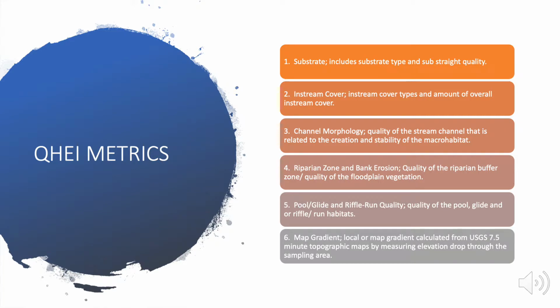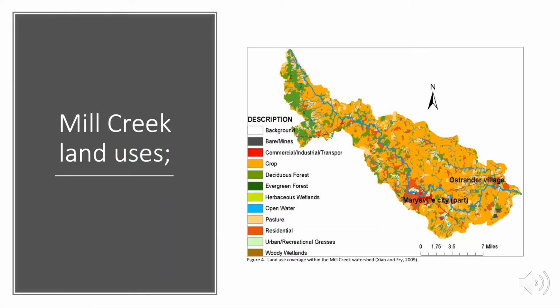Number 4 is the riparian zone and bank erosion. Quality of the riparian buffer zone and the quality of the floodplain vegetation. 5 is the pool, glide, and riffle run quality, essentially the quality of the pool, the glide, or the riffle, as well as the run habitats. And last but not least, number 6 is the map gradient, local or map gradient calculated from the USGS 7.5-minute topographic maps by measuring elevation drop through the sampling area.